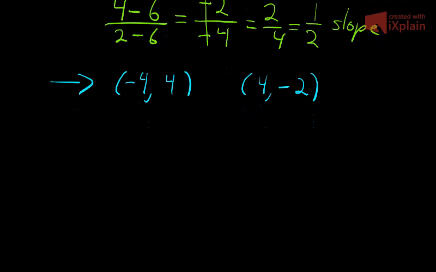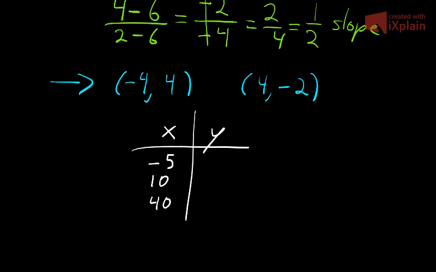All right, so another one that we're going to do is if you have a table. So I'm going to write down a table real quick, an XY table. X is over here, Y is over there. And our values are going to have an X of -5, 10, and 40. And our Y's are going to be 6, 0, and -12.